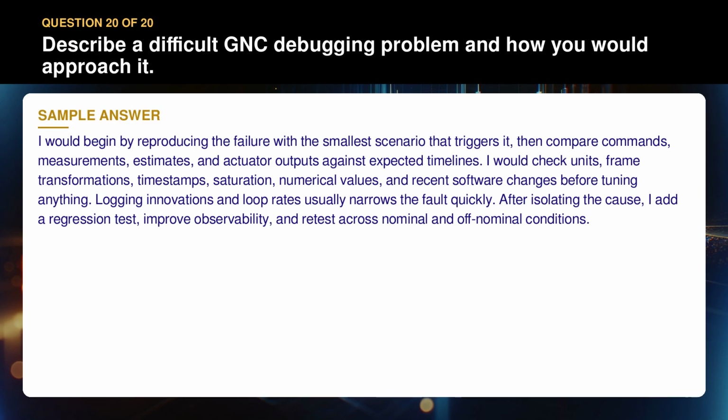I would check units, frame transformations, timestamps, saturation, numerical values, and recent software changes before tuning anything. Logging innovations and loop rates usually narrows the fault quickly. After isolating the cause, I add a regression test, improve observability, and retest across nominal and off-nominal conditions.